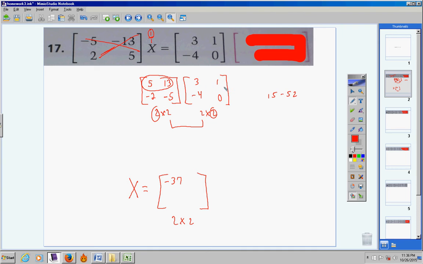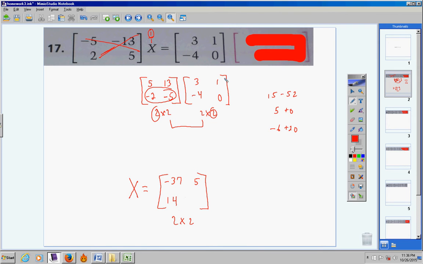Then take this row times the next column. First times first is 5. 13 times 0 is 0. Combine and you will get a 5. Next, we take this row here times this column here. Negative 2 times 3, negative 6. Negative 5 times negative 4, positive 20. Combine and we get 14.